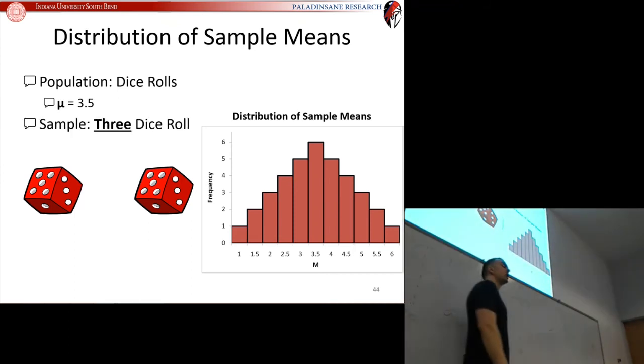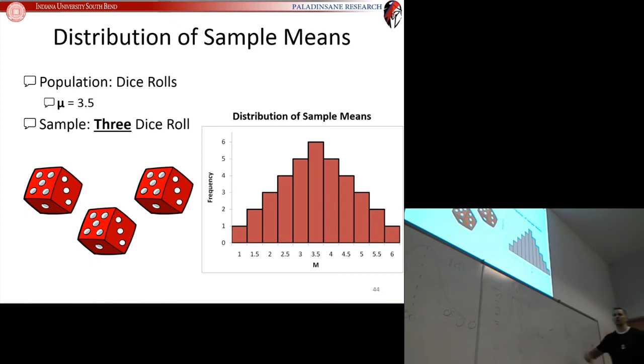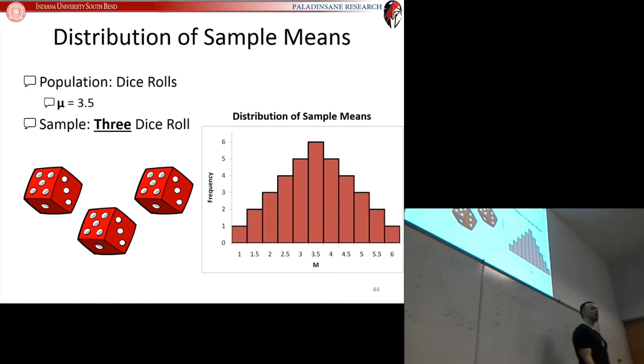Now we're going to increase our sample size to 3 rolls. So now we're rolling 3 dice. Once we roll the dice, we add up the scores, we divide by 3. So this sample here would have a mean of 5. If we roll all 3 dice and the total is 12, that sample has a mean of 4. If we roll all 3 dice and the total is 9, that sample has a mean of 3.